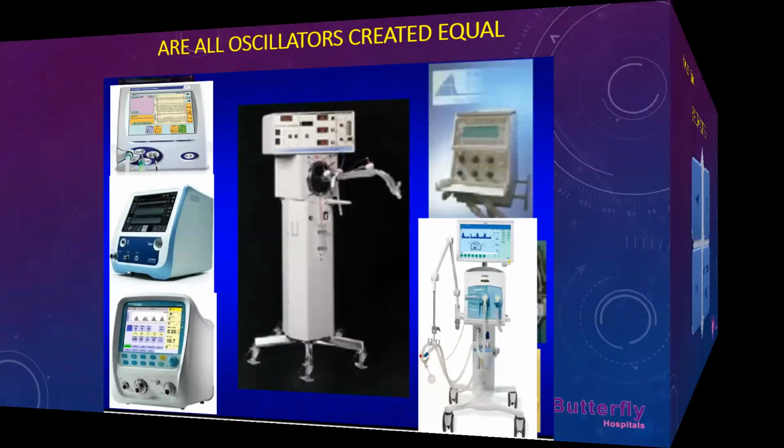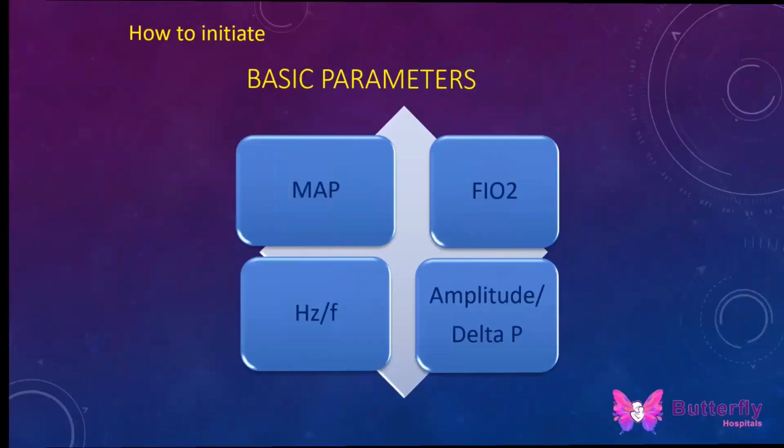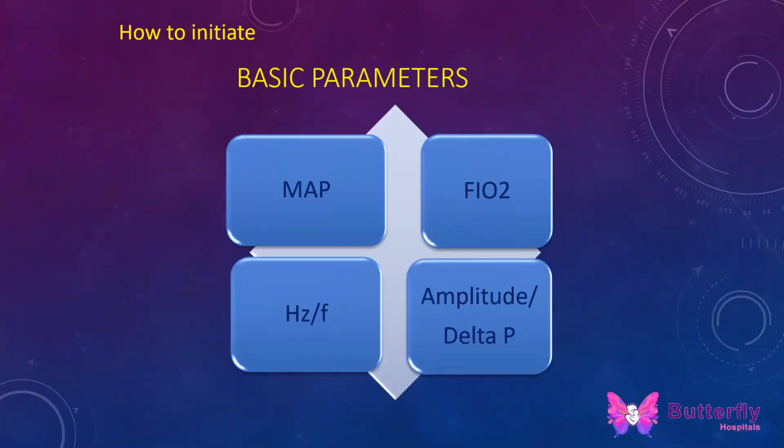Basically, when you want to start the baby on high frequency oscillator ventilation, you want to set 4 parameters. One is mean airway pressure, the frequency of ventilation, amplitude of ventilation, and FiO2.